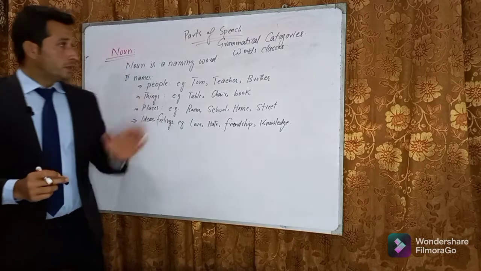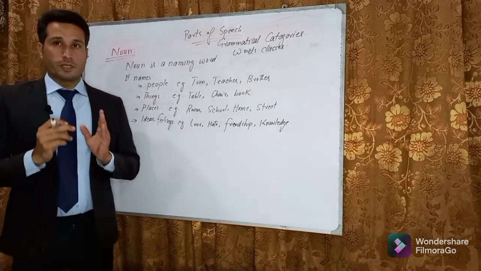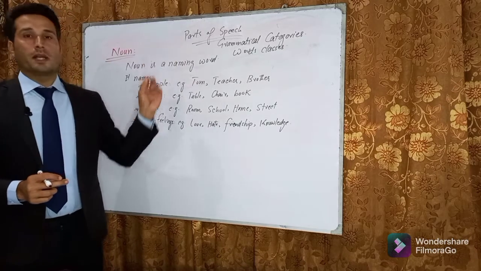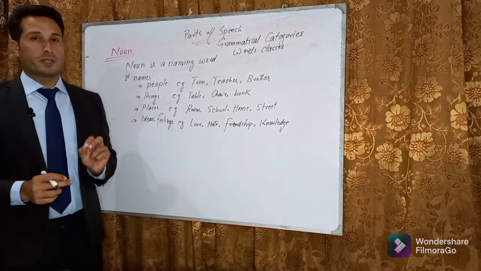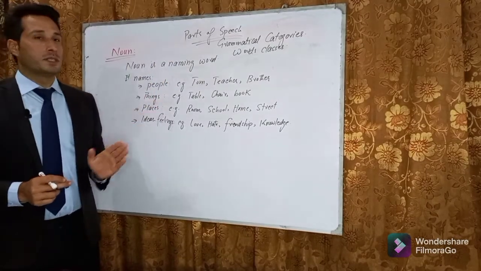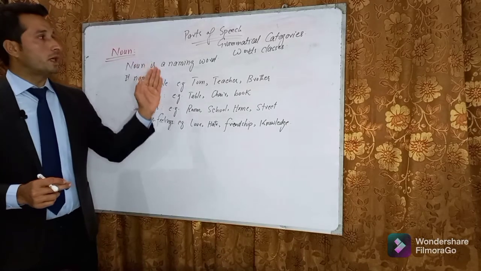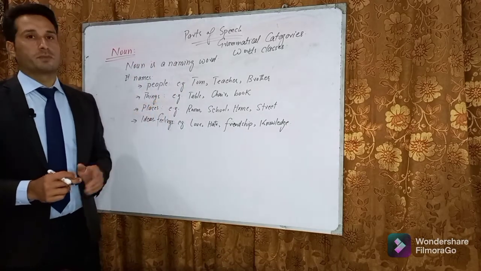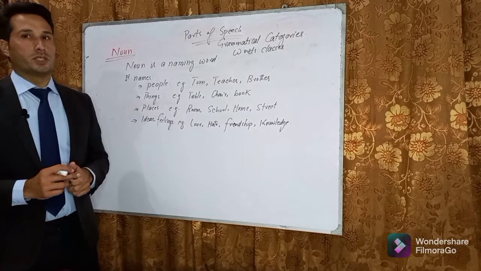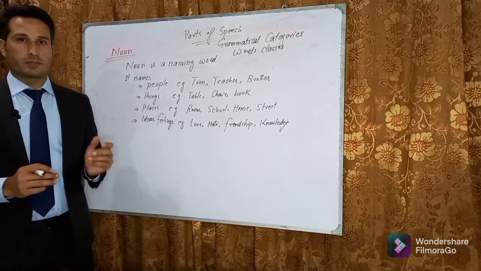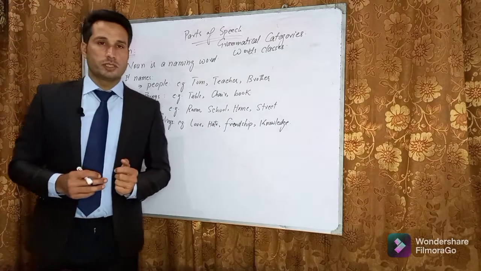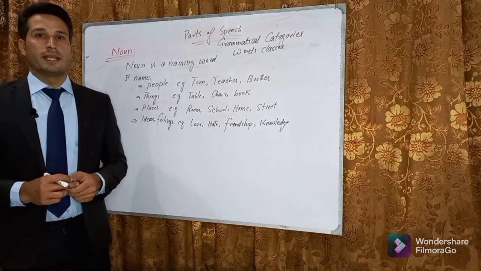word classes. So, we divide the words into different groups according to their function in a sentence, because every part of speech has a specific function in a sentence. So according to those functions, we have divided the words into different parts, and those groups are called parts of speech. And in English grammar, we have 9 parts of speech. We have noun, pronoun, adjective, verb, adverb, preposition, conjunction, interjection, and article.